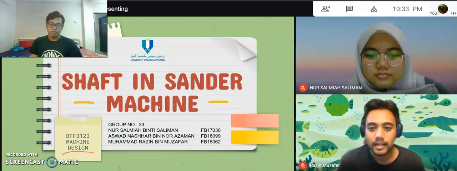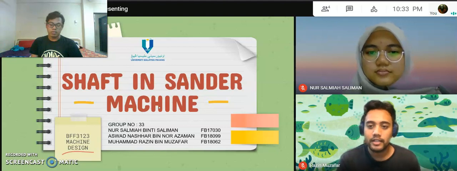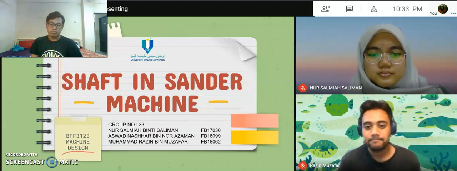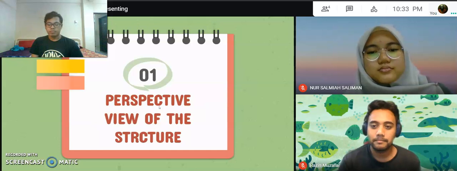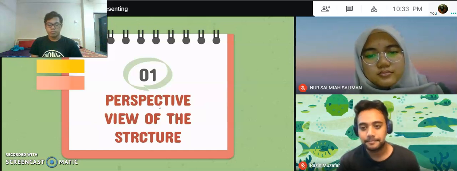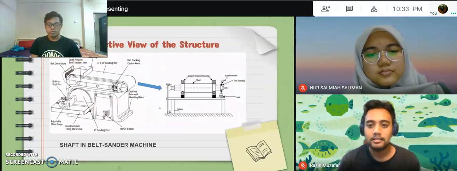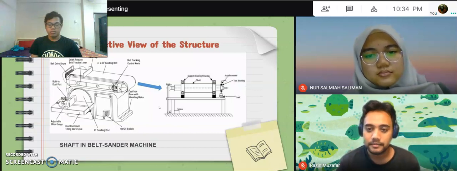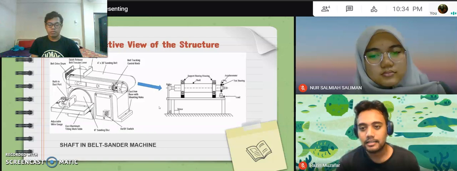We will present our project about the shaft in a sander machine. Perspective view of structure. This is our structure machine of the sander machine. And the right side is a shaft in the bed sander machine.